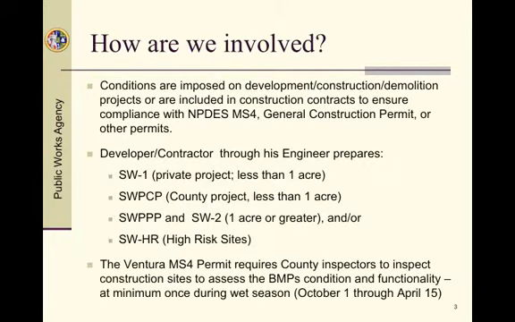The developer and contractor, through the engineer, prepares for projects that are less than 1 acre, and their private projects would be an SW1 form. The SWPCP form is used for county projects less than 1 acre, and a stormwater pollution prevention plan and SW2 form are required for 1 acre or greater projects. And a special form, the SWHR, is required for high-risk sites. And we'll be touching on each of these and how these apply to construction sites.